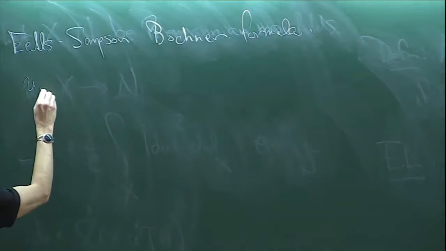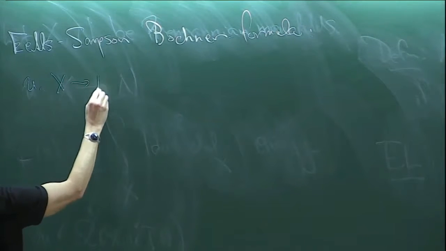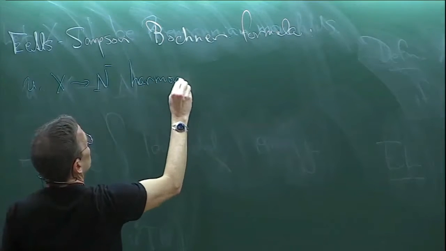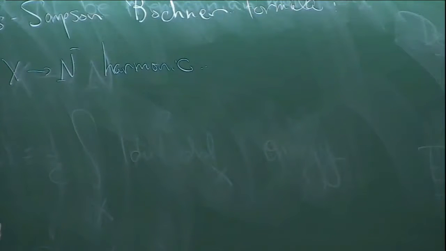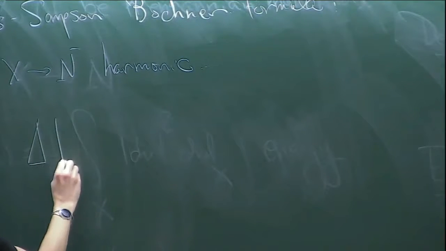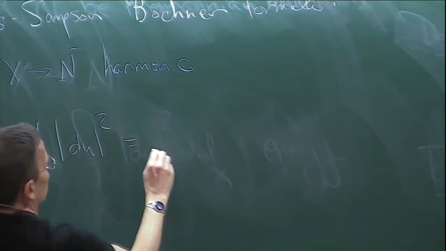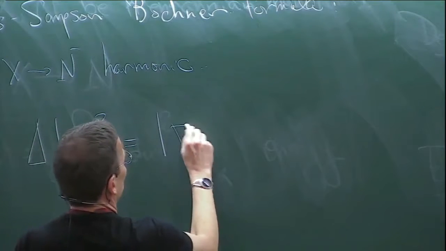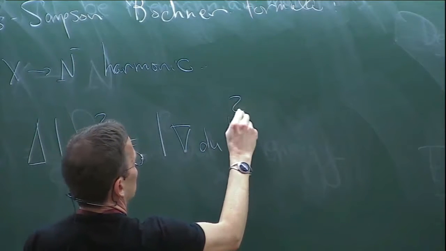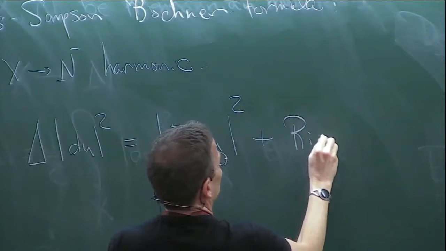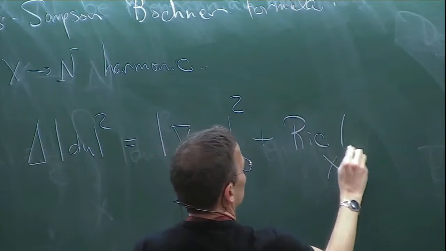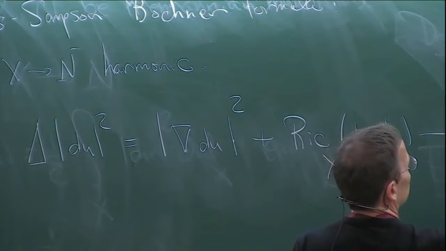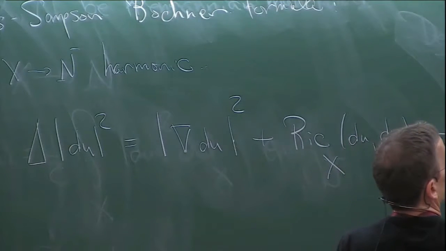So let me say, suppose I have again a harmonic map in the way that I formulated it, and so then the Bochner formula has to do with this energy density. It says the following: the Laplacian of the energy density is just the gradient of du plus a term involving the Ricci curvature on the domain, and then minus a term that involves the sectional curvature on the target.